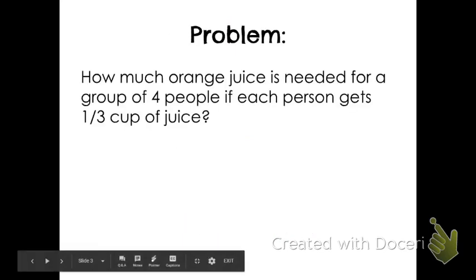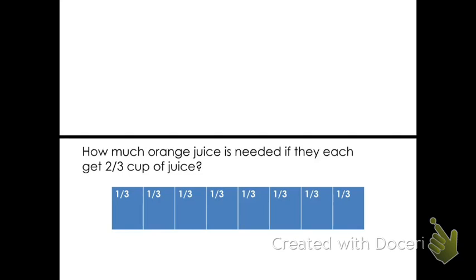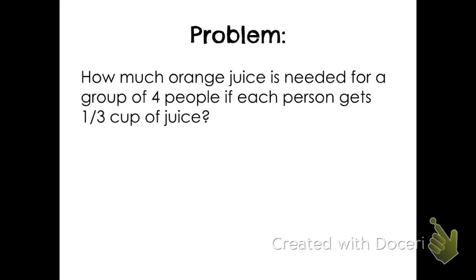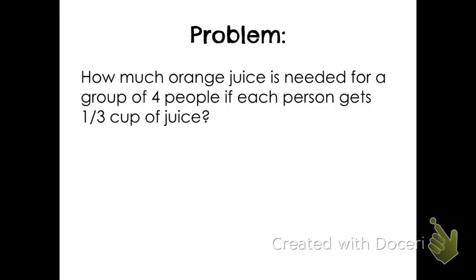Now the first problem we're looking at today says: how much orange juice is needed for a group of 4 people if each person gets 1/3 cup of juice? Well, for this one, what I think would be helpful is to draw some sort of a visual to help us to see what this would look like. So we have 4 people that are going to each get 1/3 cup of juice. I could draw out my visual.